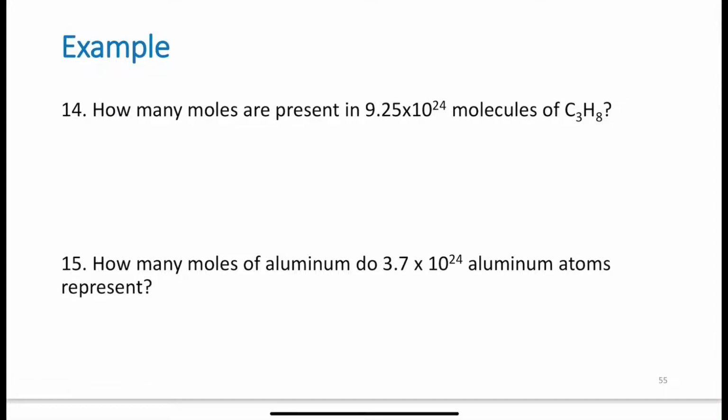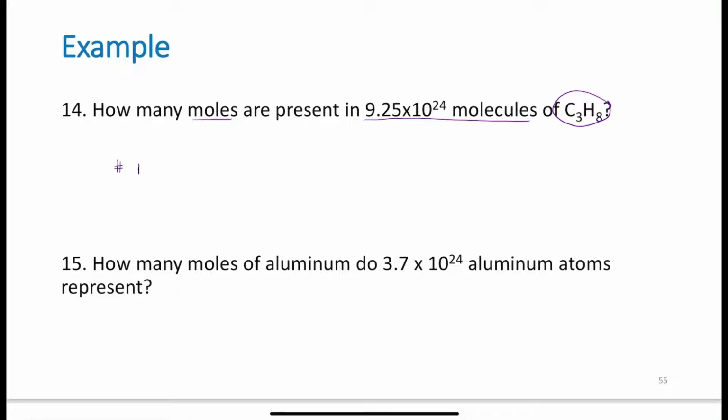How many moles are present in 9.25 times 10 to the 24th molecules of C3H8? So I'm trying to find number of moles, and I'm given number of molecules of C3H8. In this case, I don't really care what the identity is because I don't need the grams of it at all. I'm just converting from molecules to moles, which is just using Avogadro's number. I'm still going to label it as C3H8 because the question tells me it's that species, but it doesn't matter for the math.